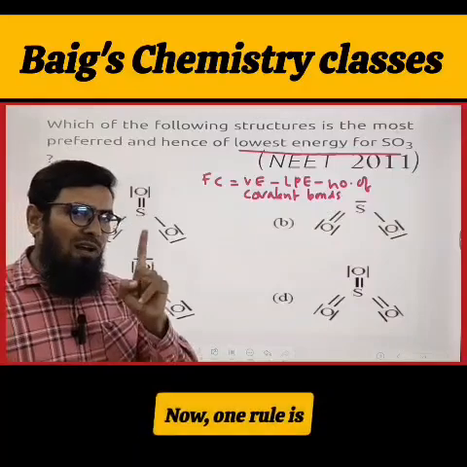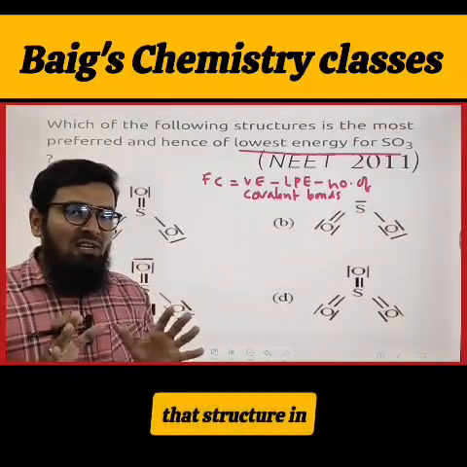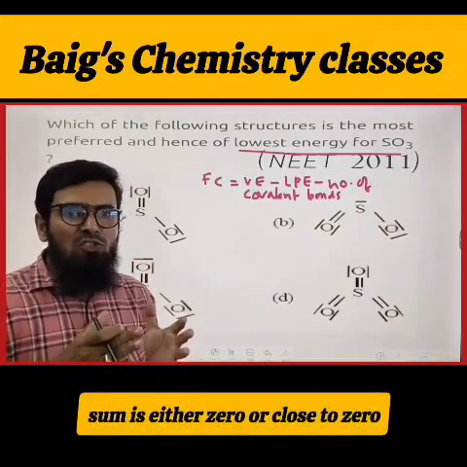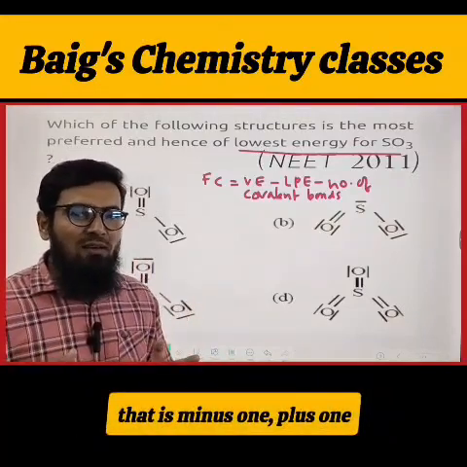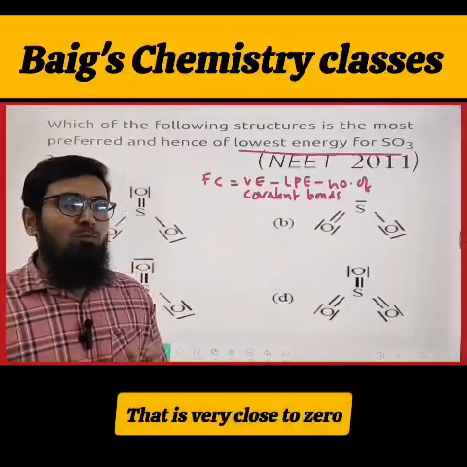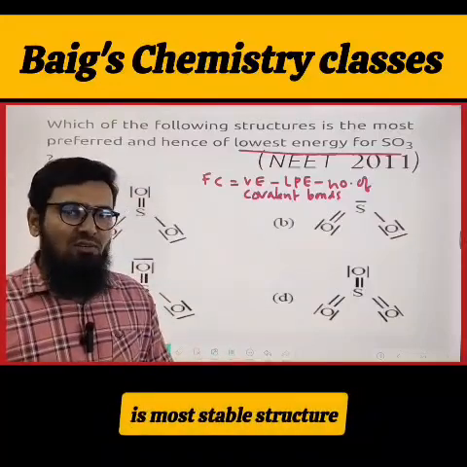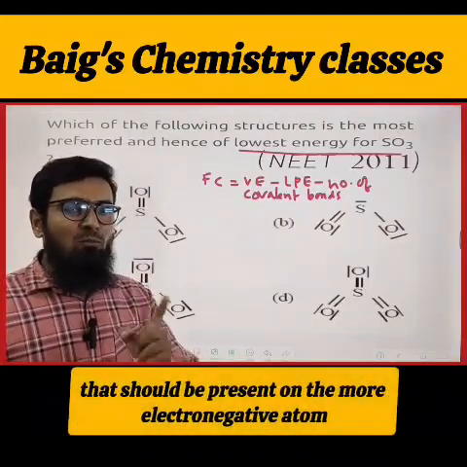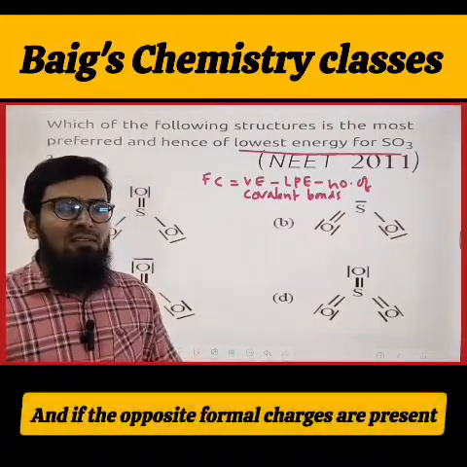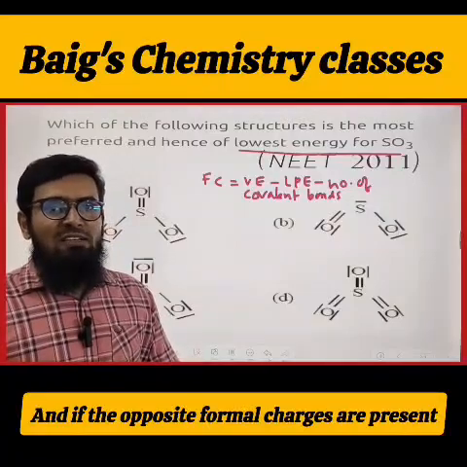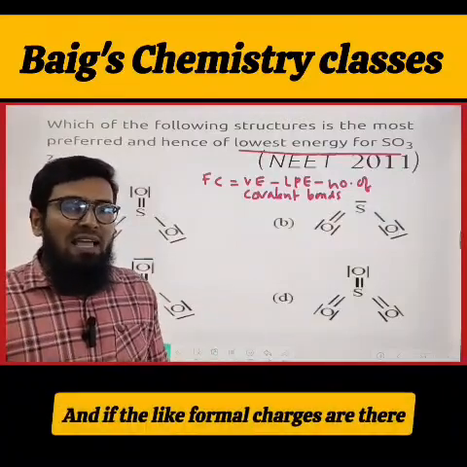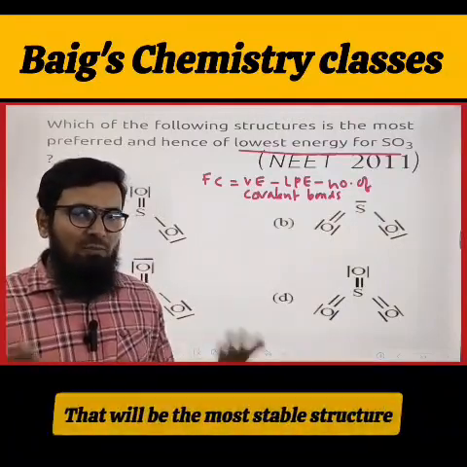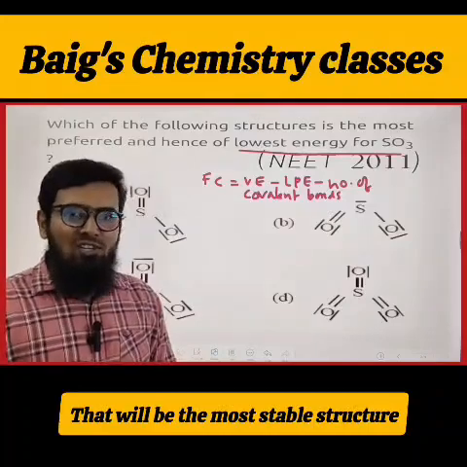Now, one rule is that the structure in which the sum of formal charges is either 0 or close to 0, that is minus 1 or plus 1, is the most stable structure. The second rule is if a negative formal charge is there, it should be present on the more electronegative atom. If opposite formal charges are present, they should be close, and if like formal charges are there, they should be as far as possible. That will be the most stable structure.